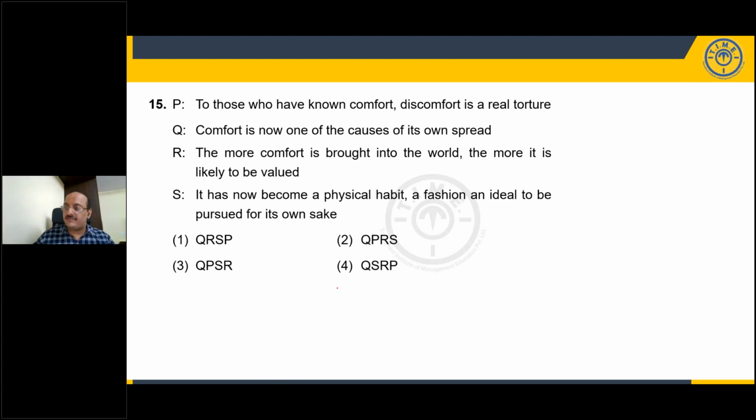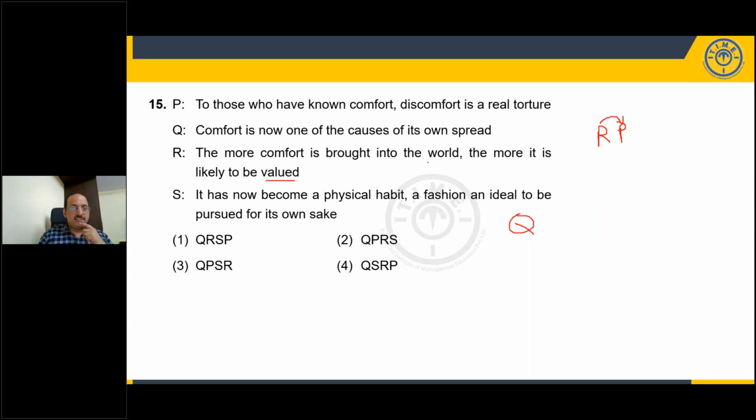So if I see, in all the cases my first line is line number Q in all the options. And as you know, Q here anyway defines the topic. So comfort is now one of the causes of its own spread. To those who have known comfort, discomfort is a real torture. And the more comfort is brought into the world, the more it's likely to be valued. So can I say R and P can be grouped together? Yes. Because the more comfort, the more it's likely to be valued. So the people who have known comfort, for them discomfort is a torture. So ये value वाले point को elaborate कर रहा है. So R and P will come together.